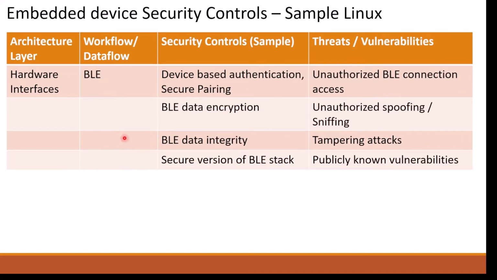Okay, when we identify the Bluetooth related security controls, device based authentication and secure pairing we need to consider, so that unauthorized BLE connection access, these attacks or vulnerabilities we can prevent. Then Bluetooth data encryption also we need to consider. BLE data integrity or checksums we need to implement, and the secure version of the Bluetooth stack we need to select. So these types of basic considerations we need to make when we identify the security controls for the Bluetooth stack.